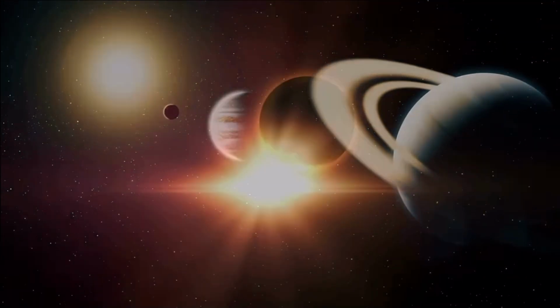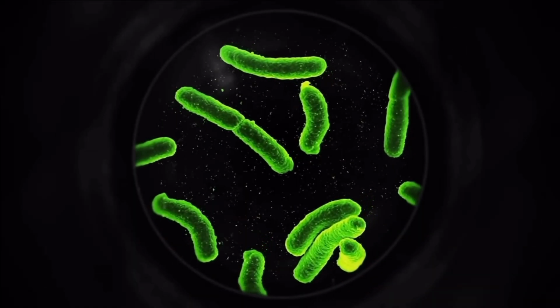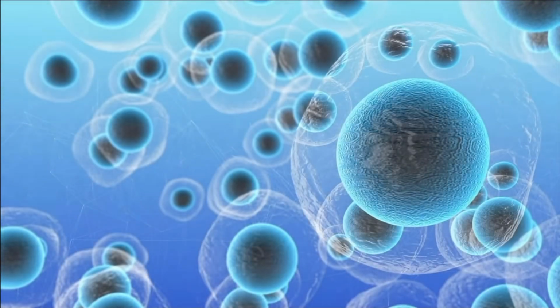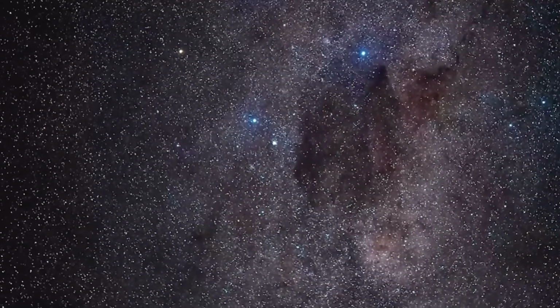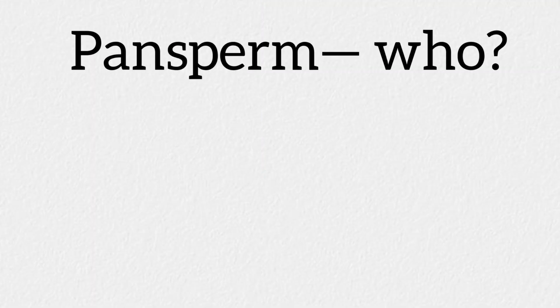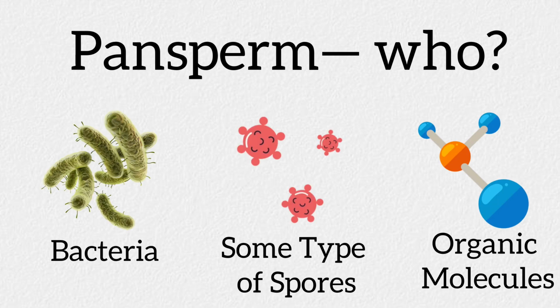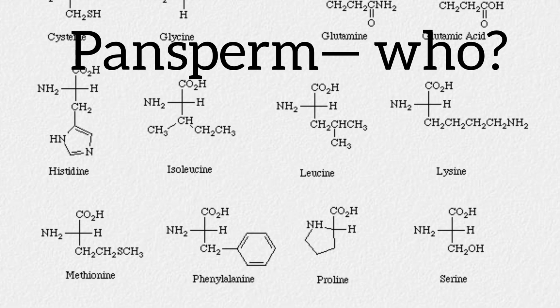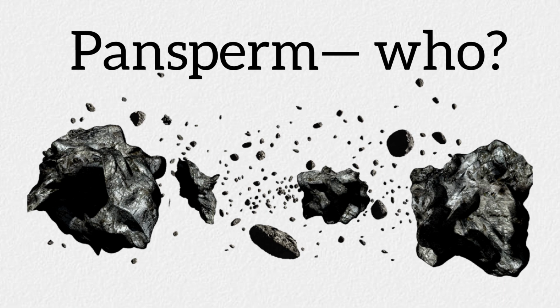So let's start with, what is panspermia? Panspermia is a scientific hypothesis suggesting that life, or at least the basic building blocks of life, did not originally form on Earth, but instead came from space. So according to this idea, microscopic life forms like bacteria or spores, or essential organic molecules like amino acids, could have traveled across the cosmos on comets, asteroids, or interstellar dust and ultimately seeded life on Earth.